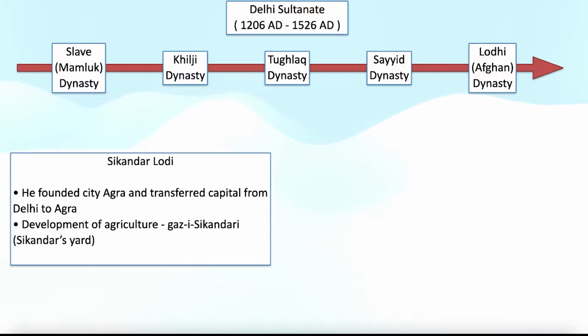He founded the city Agra and transferred the capital from Delhi to Agra. During his period, agriculture was flourishing. Again, why? Because there were several reforms taken by him. He established a concept called Gaz-e-Sikandari. What is that? That is the measurement of the land, particularly called Sikandar's yard. So that was one of the developments in agriculture.